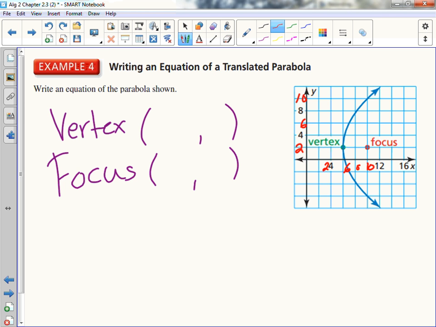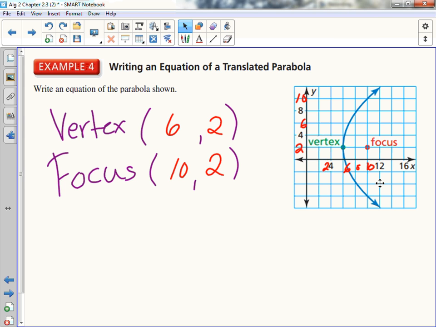So our vertex here, we go over 6 and up 2. So it's 6, 2. Our focus is over 10 and up 2, so it's 10, 2. So just from the graph, we can get the focus and vertex. Now we need the equation.